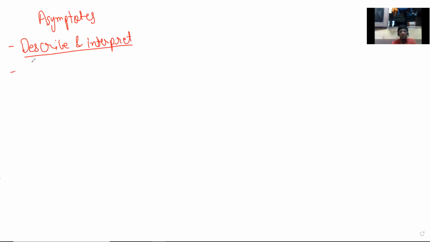And then maybe techniques to calculate, especially the slant asymptotes. These are officially called oblique asymptotes. Maybe these two things.